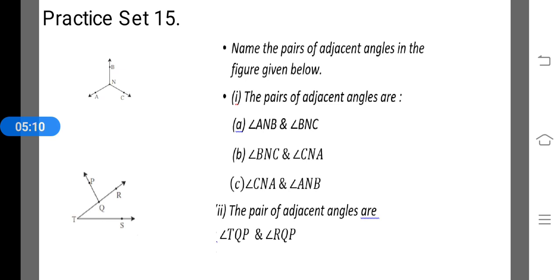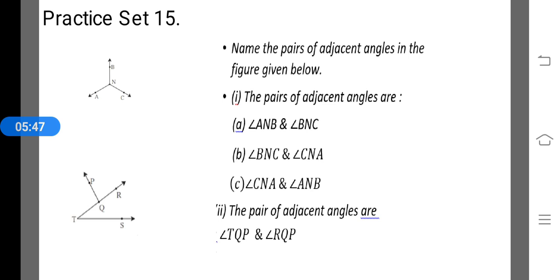Name the pairs of adjacent angle in the figure given below. We know that adjacent angle has a common vertex and a common arm. From figure, we can see that common vertex is N and common arm is BN. So the answers are angle ANB and angle BNC. Angle BNC and angle CNA. Angle CNA and angle ANB.